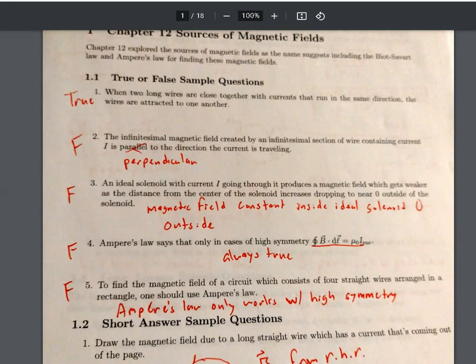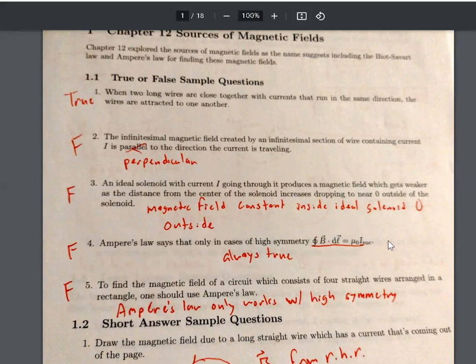So this next part, an ideal solenoid only has a magnetic field inside of it where it's constant, and it has a zero magnetic field outside of it. So some people have asked me about 4 and 5 because they seemingly contradict each other, but they don't.